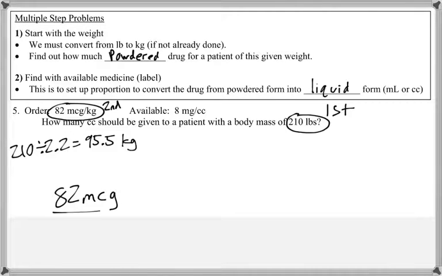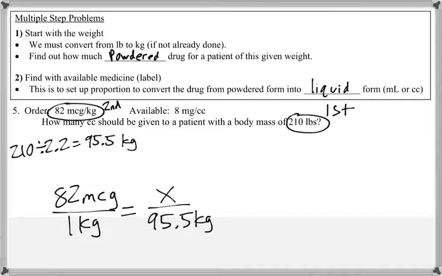So 82 mcg over 1 kilogram is equal to x over 95.5 kilograms. And then I need to solve the proportion. And we get x is equal to 7,831 micrograms. So this is the amount of powder drug, but we need to convert this to the amount of liquid drug.